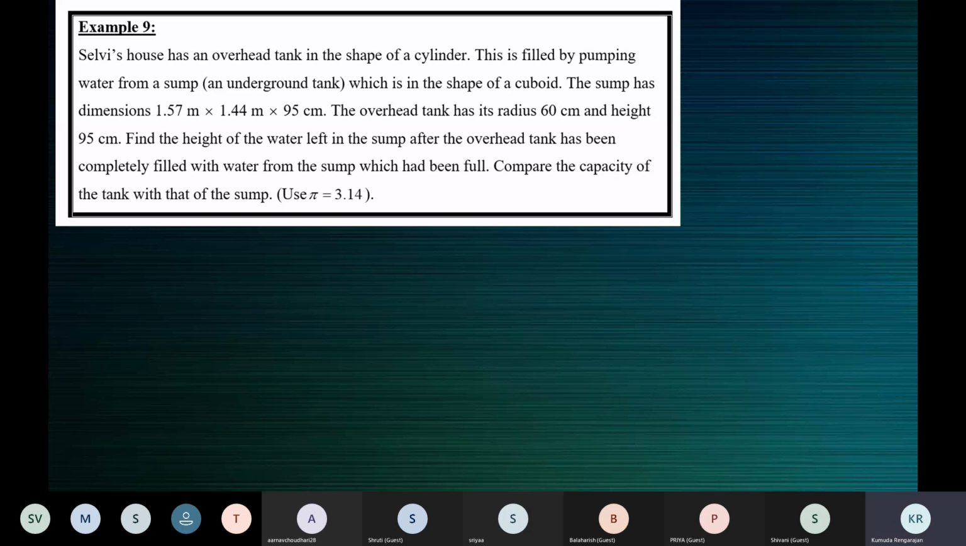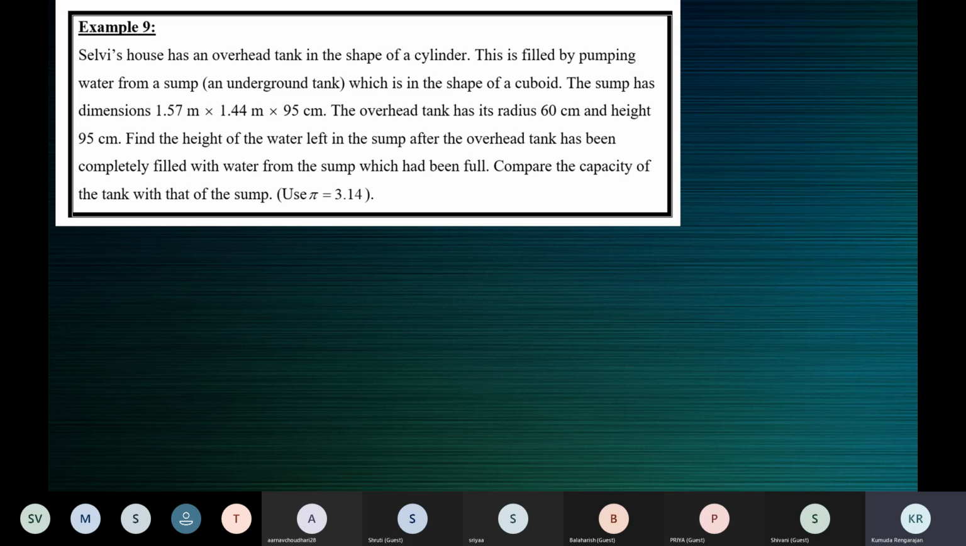Now what is the question then? Find the height of water left in the sump. We have all the values for the cylinder and cuboid, the sump and the overhead tank. Then what should we find? The height of the water, not volume of water, left in the sump after the overhead tank has been completely filled with water from the sump which had been full.